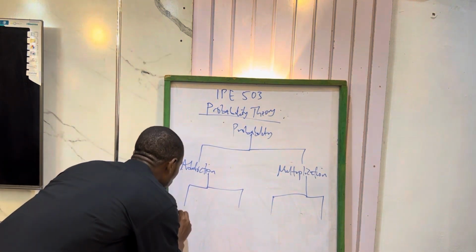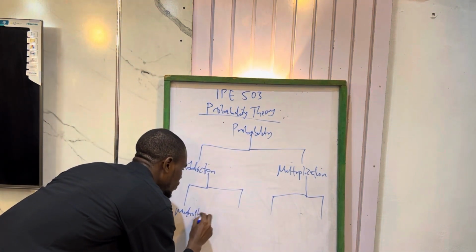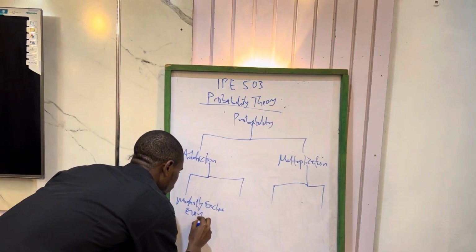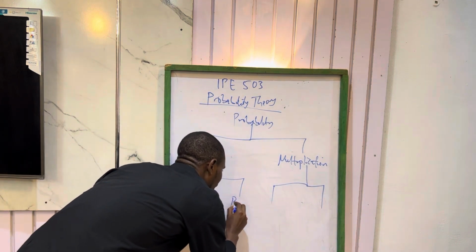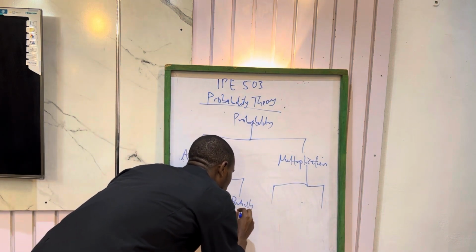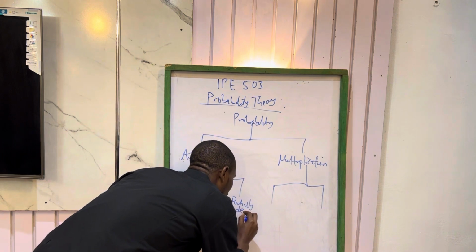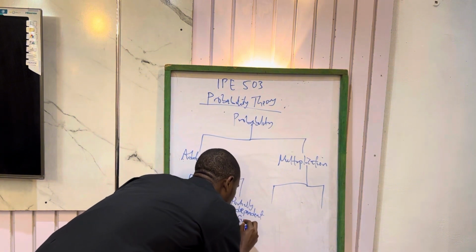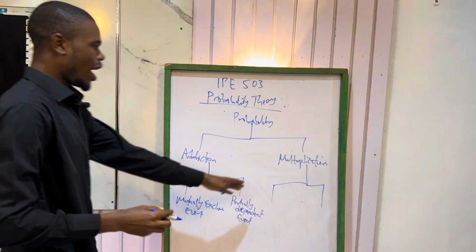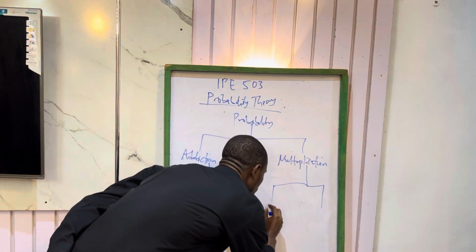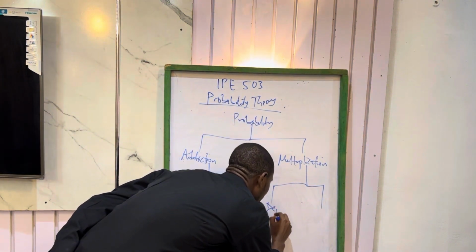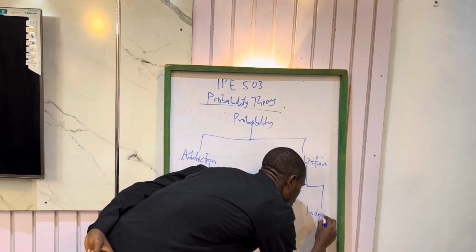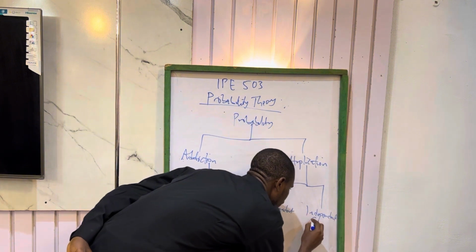This one will have mutually exclusive events. And here we have partially dependent events. These are all names. While under the multiplicative, we have what we call the dependent and independent event.